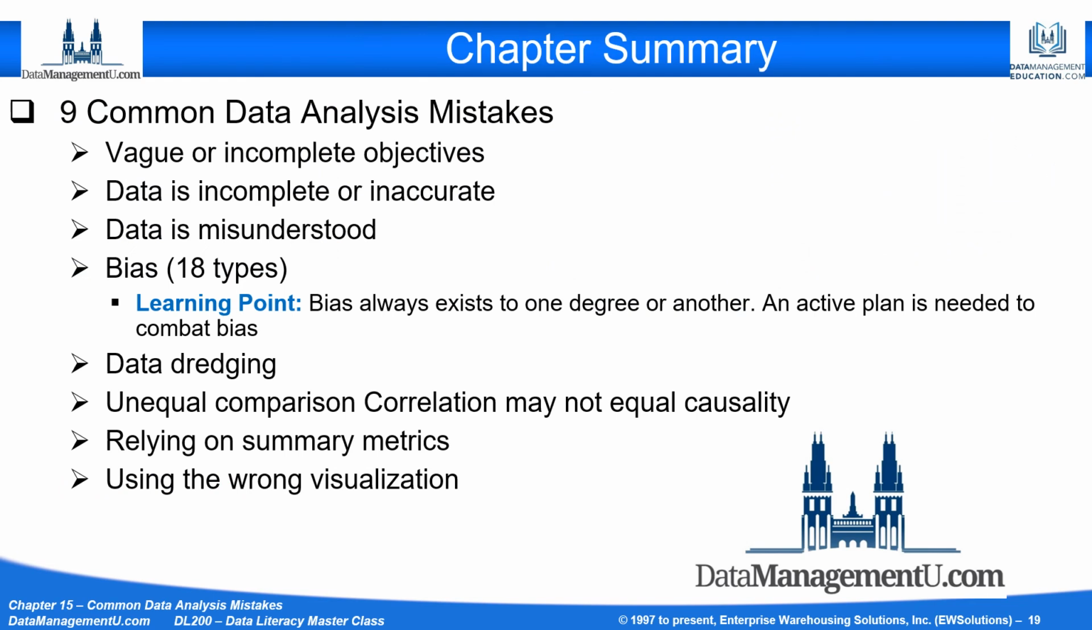Time to summarize this chapter. I walked you through the 9 most common data analysis mistakes. Things like vague or incomplete objectives, data that's incomplete or inaccurate, data that is misunderstood, the 18 types of biases. It's critical. When you're building an analysis, look at these 18 types. Make sure you have a plan to combat them.